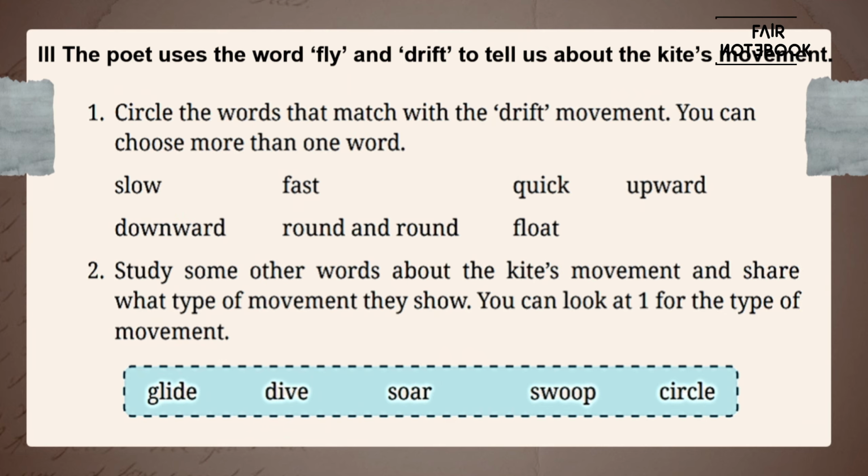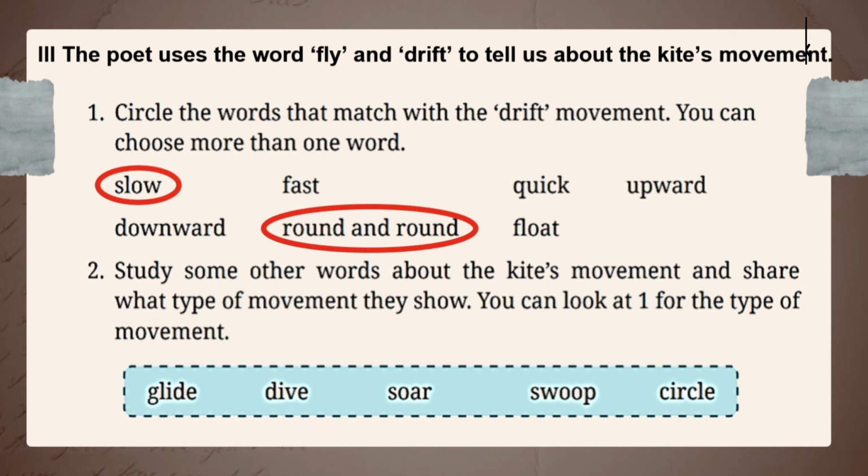Slow, fast, quick, upward, downward, round and round, float. Answer: slow, round and round, float. Second, study some other words about the kite's movement and share what type of movement they show. You can look at one for the type of movement.